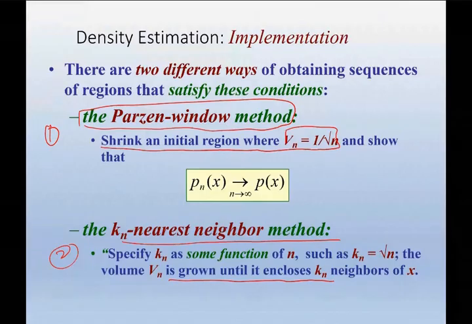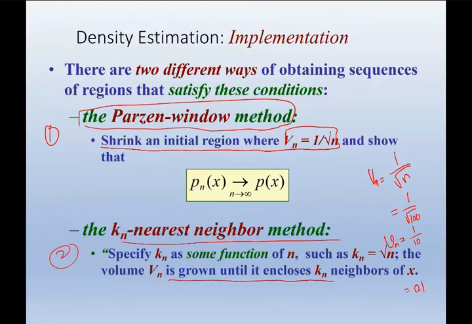Now the shrinking window is where this volume Vn we assume to be 1 by square root of n. So that means if you have 100 samples, then the square root of 100 is 10, so 1 by 10. So the volume you assume to be equal to 0.1.